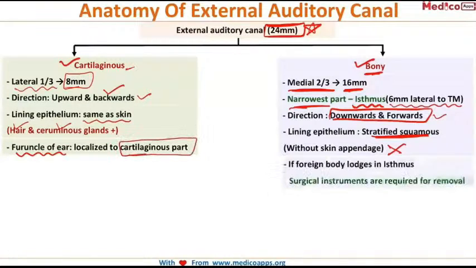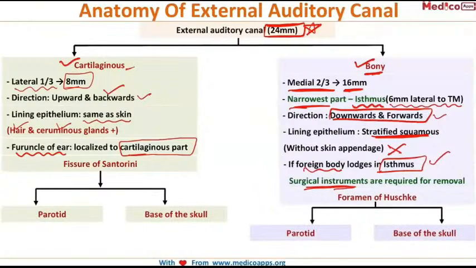And when we talk about the isthmus, whenever there is a foreign body in the ear, usually it is present in the isthmus, and removal of this is not easy. It requires surgical instruments. Okay. Now, two important points we are looking at are fissure of Santorini and foramen of Huschke. Fissure of Santorini connects the cartilaginous part to the parotid and the base of the skull, and bony part is connected via the foramen of Huschke. Please remember these two important questions.